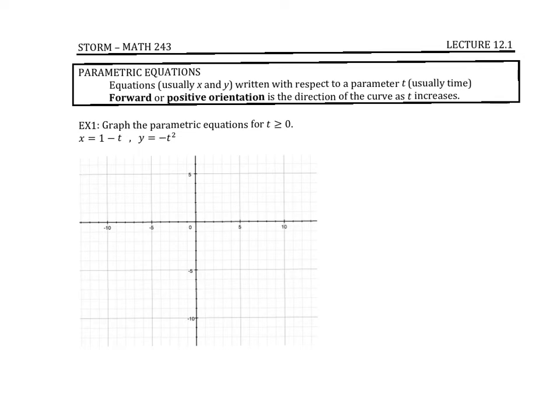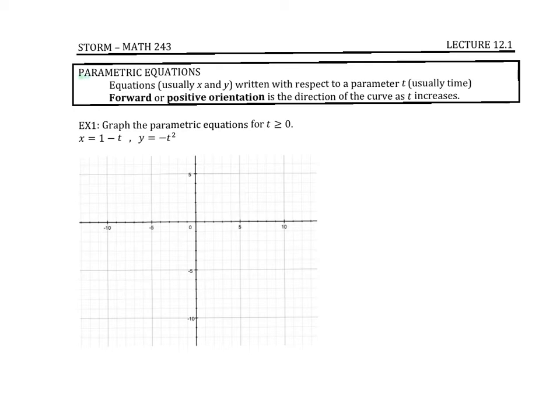In Chapter 12, we're going to look at some different curves, such as parametric curves, polar curves, and we're going to look at conic sections. This is going to prepare us for the later sections in Calculus 3, and also you'll see these again in Calculus 4. So the first thing we're going to look at is our parametric equations.